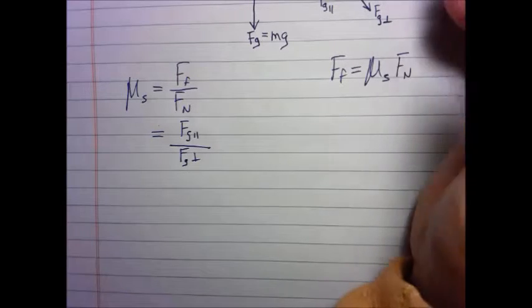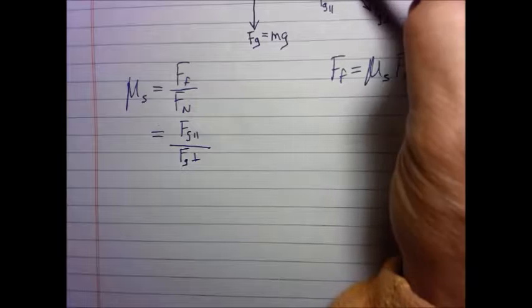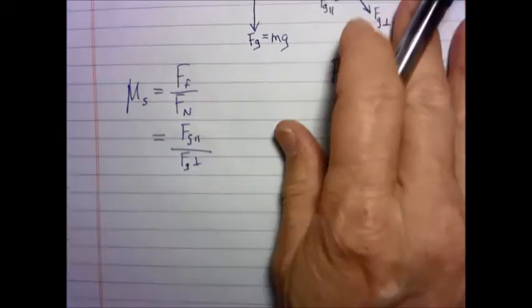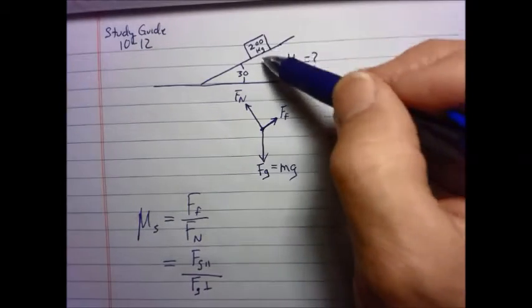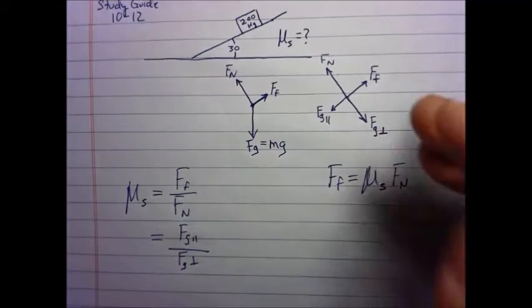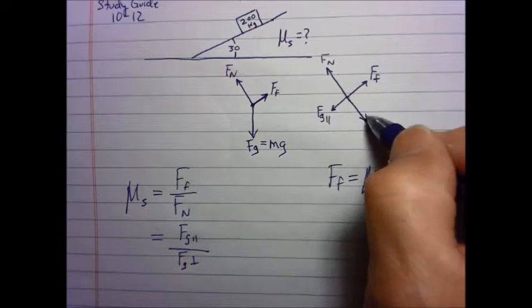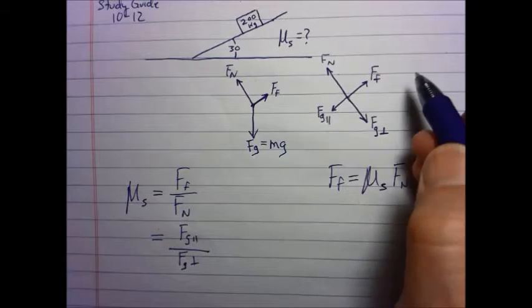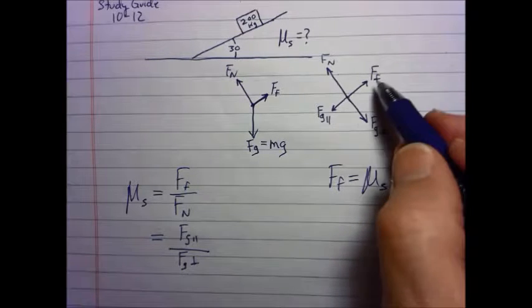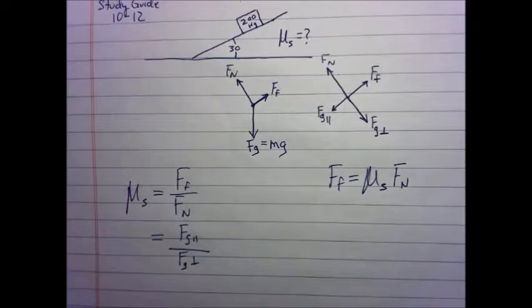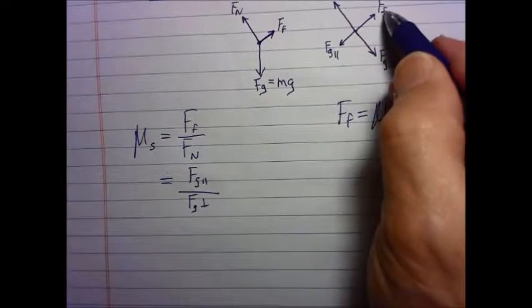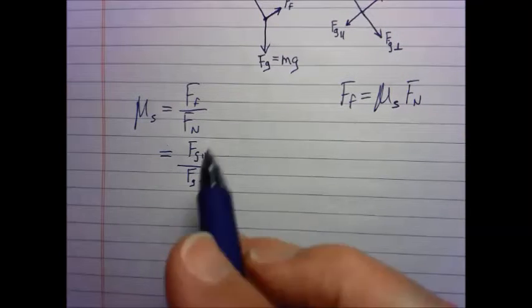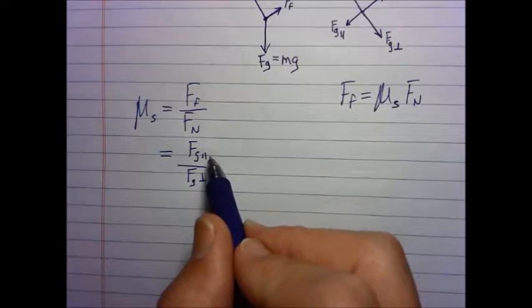Well, the sum of the forces is 0. The sum of the forces in the perpendicular direction is 0 because the crate is not accelerating up and down on the ramp, so the net force in the perpendicular direction has to be 0. And the crate is not sliding or accelerating down the ramp, so there is no net force, and the sum of forces in the parallel direction has to also be 0. So when that happens, I know that this is equal to this and this is equal to this.